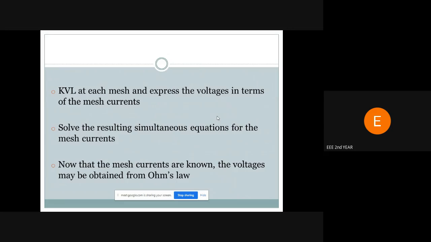And we have to solve the resulting simultaneous equations. We all studied that in mathematics, solving simultaneous equations. So based on that, you solve the equations for the mesh currents. Then the mesh currents are known, and the voltages can be obtained by using Ohm's law, right?